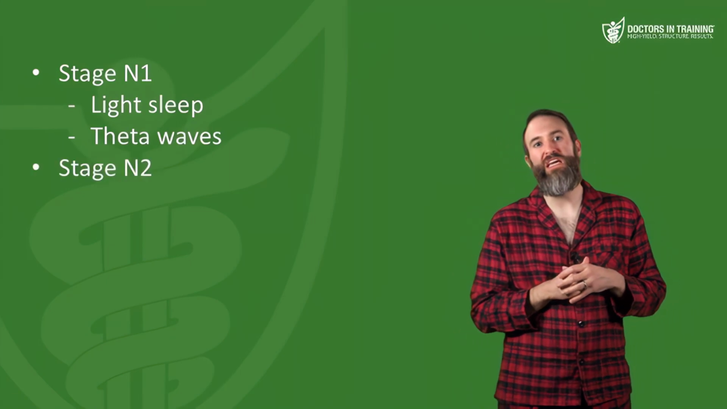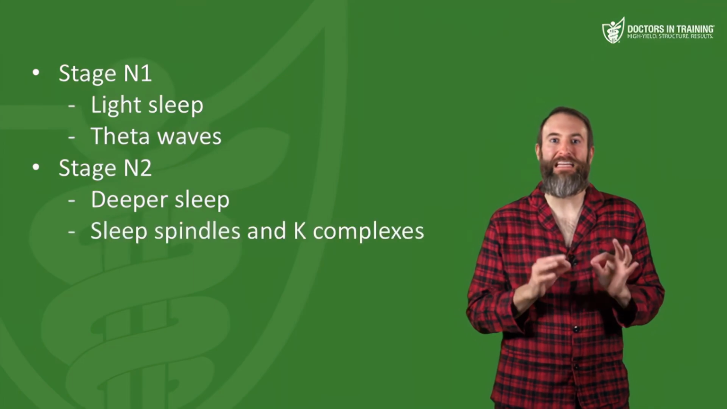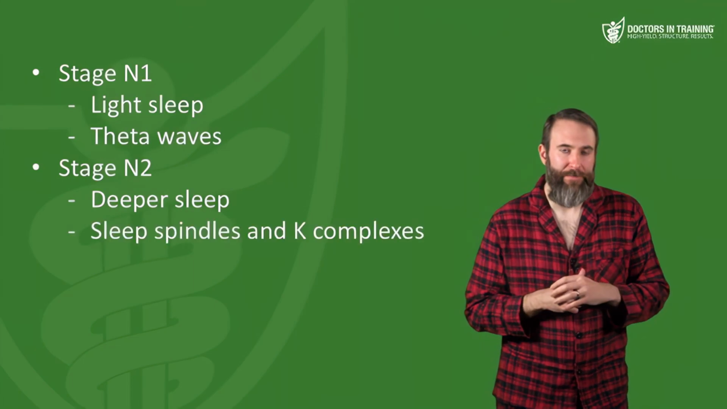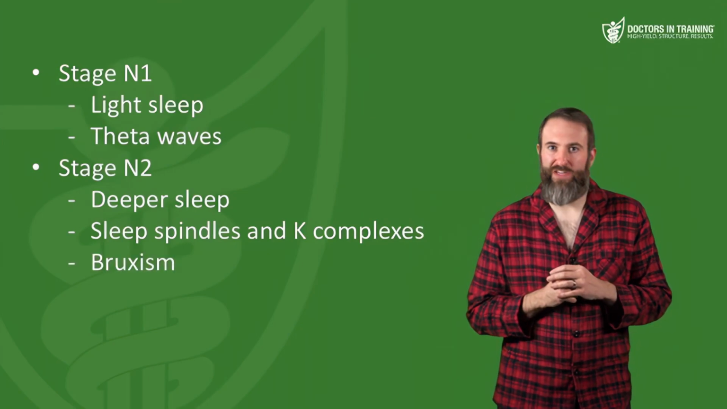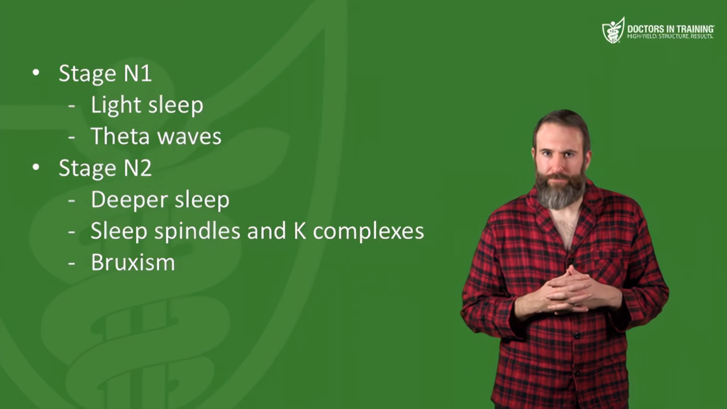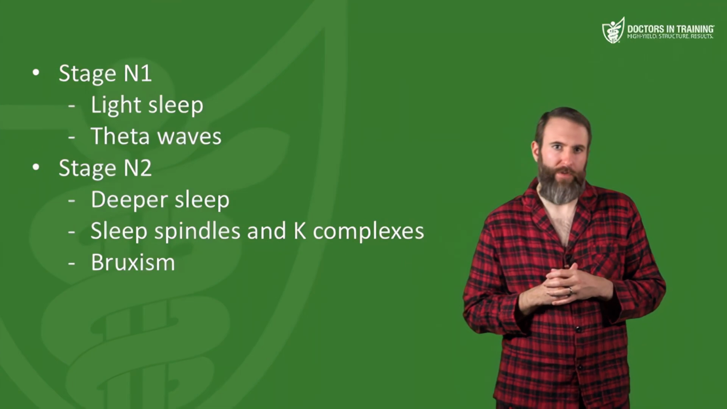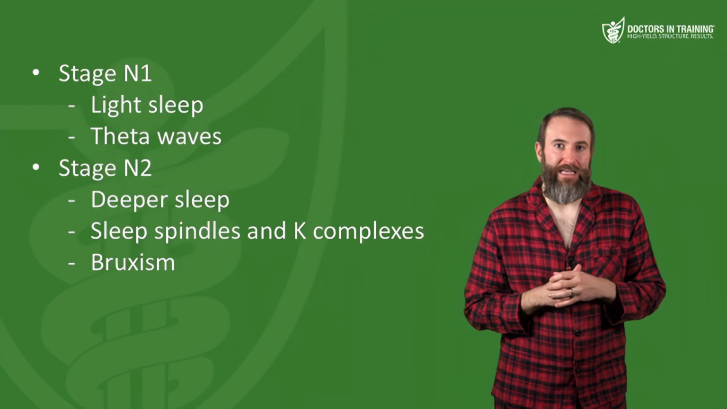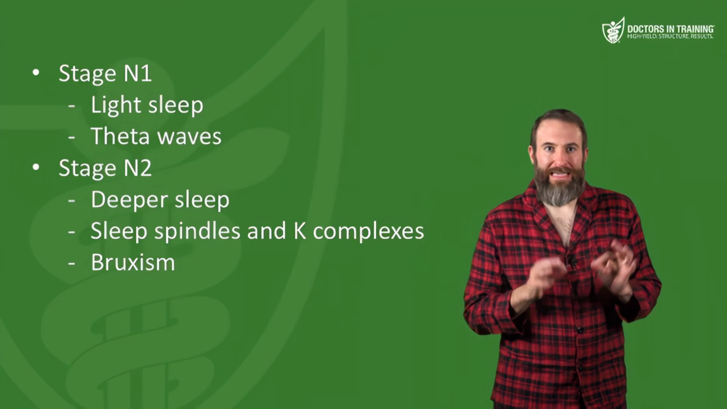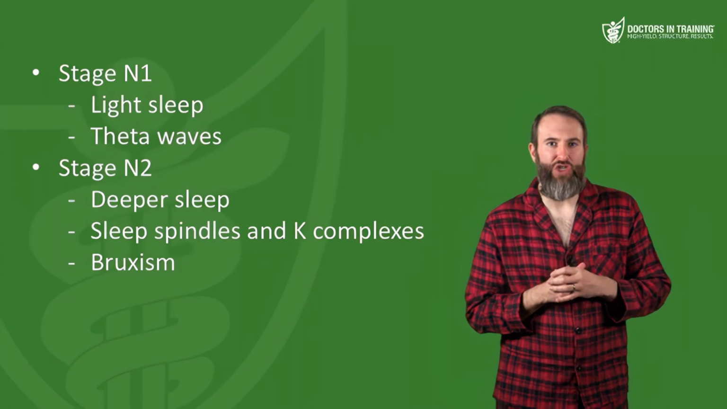Next, let's move on to stage N2 sleep. This is a deeper sleep, and it's characterized by sleep spindles and K complexes on the EEG. Bruxism takes place in stage 2 sleep. So what is bruxism? This is teeth grinding. Now one way to remember this is that you grind your tooth in stage 2. Young adults will spend about 40 to 50% of sleep in this stage. So remember, sleep spindles, K complexes, and then 40 to 50% of the time young people are staying in that N2 stage.